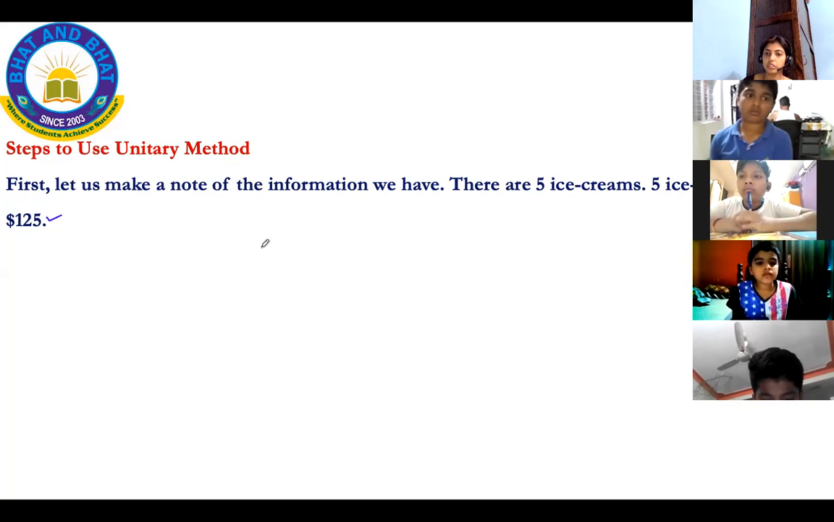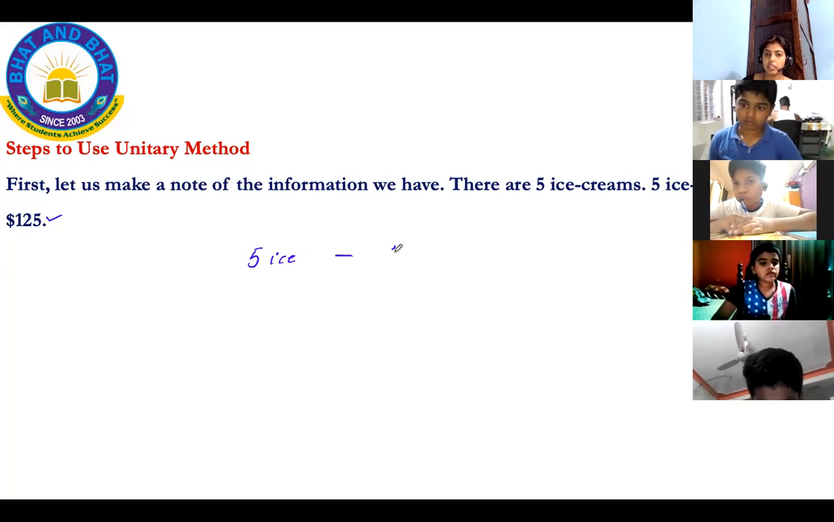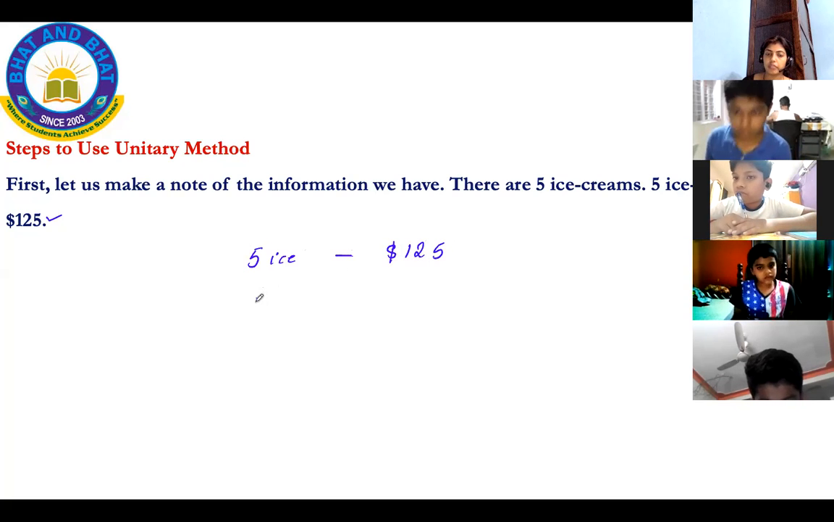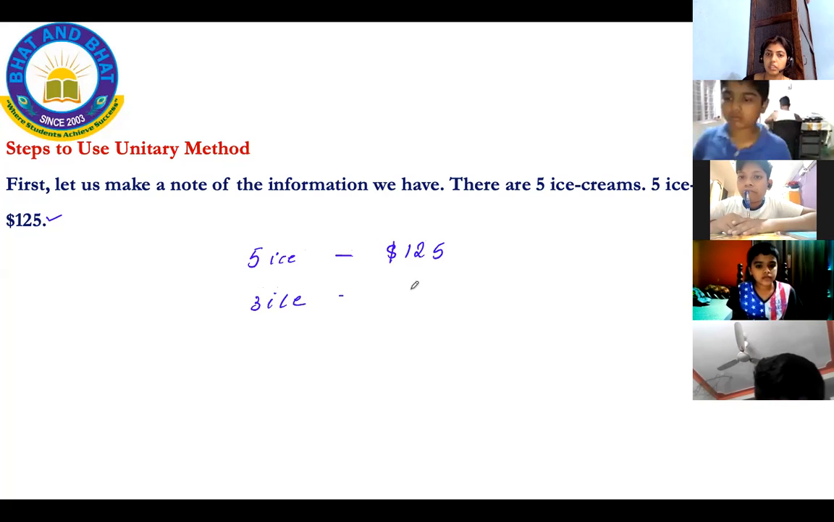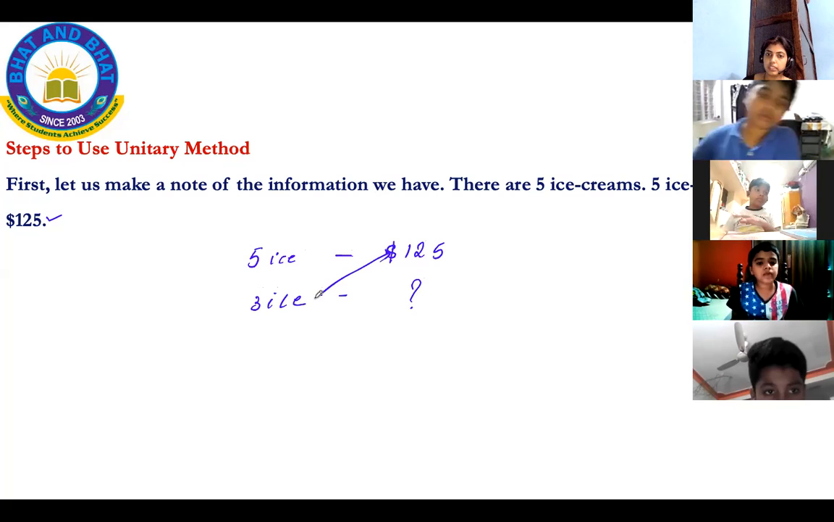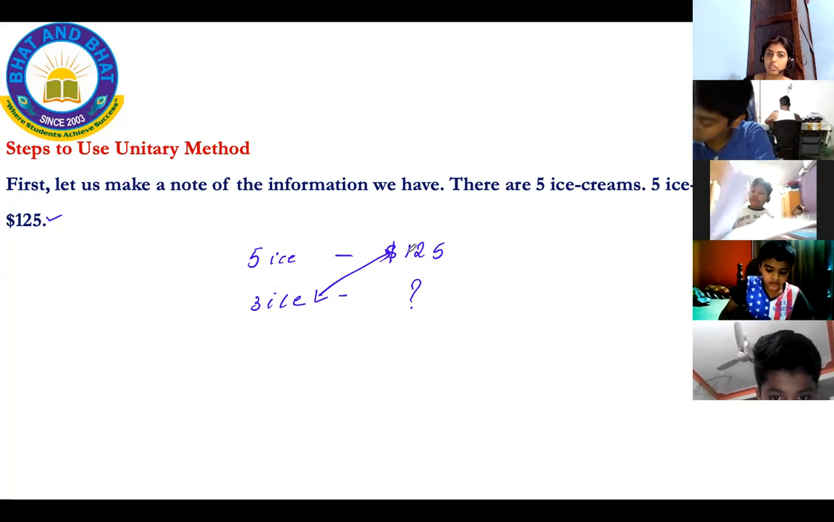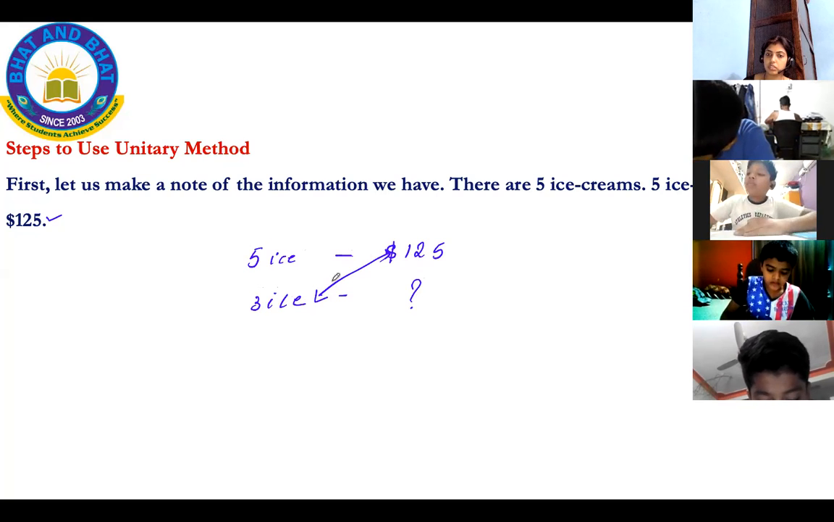So what will you do? You'll just write 5, I'll just write ice, it means ice cream. Okay. So for 5 ice cream, you will pay $125. And for 3 ice cream, how much? Now multiply these two. Cross multiplying we call this.